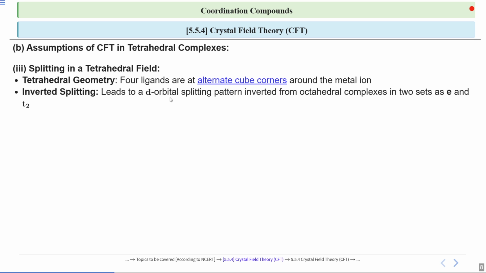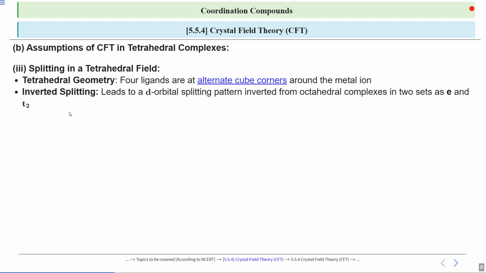Inverted splitting. Now, why are we saying inverted splitting? It leads to a d orbital splitting pattern inverted from the octahedral complexes, in the 2 sets E and T2. Why are we calling it inverted splitting? Because as compared to the octahedral complexes, here the splitting is in an inverted pattern. Here again the splitting is into 2 sets. First is E and the other is T2.